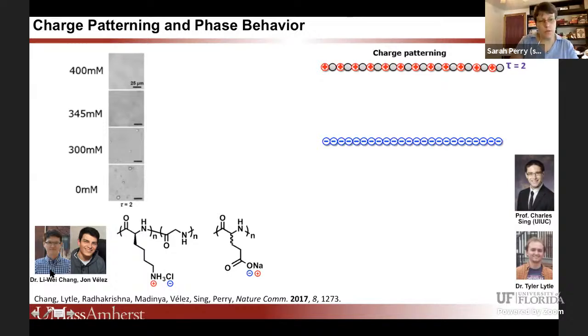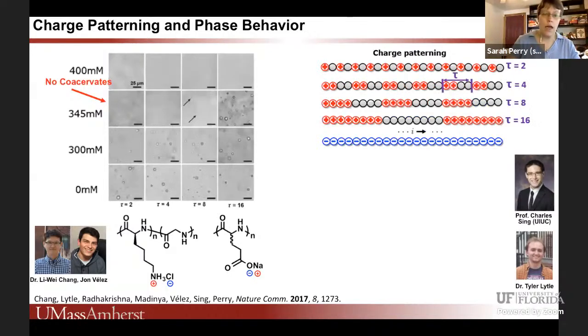So all of this work was done by my former PhD student, Li Wei Chang, and John Velez, who's an undergraduate in my lab. And they would do those same turbidity experiments. Here I'm actually showing you the optical micrographs, where we're looking to see at what point we no longer see coacervation. Record that number. And then we can repeat this for a series of copolymers that all have the same overall composition, but have different patterns of charge. And we're going to describe those patterns with a parameter that we've termed tau.